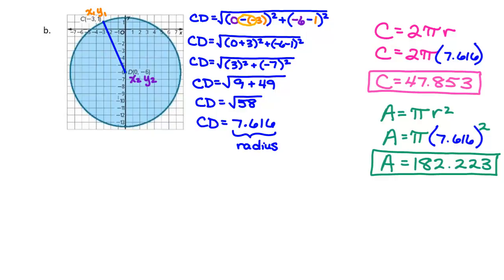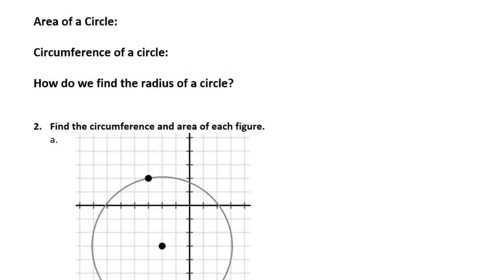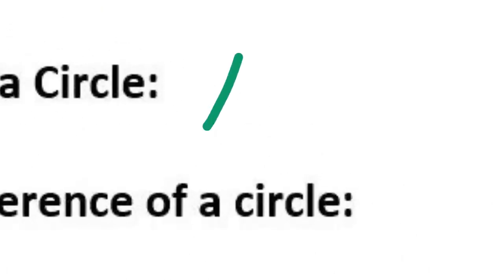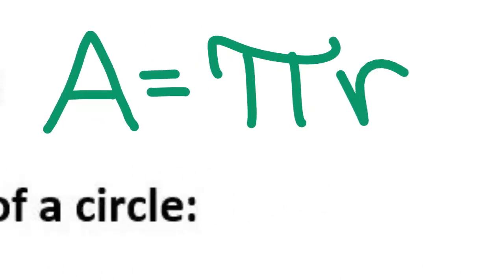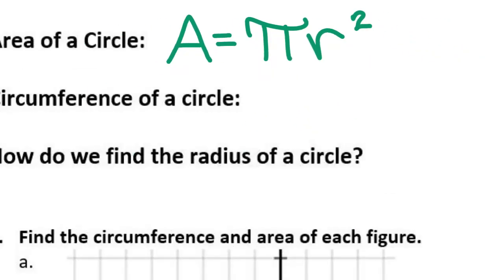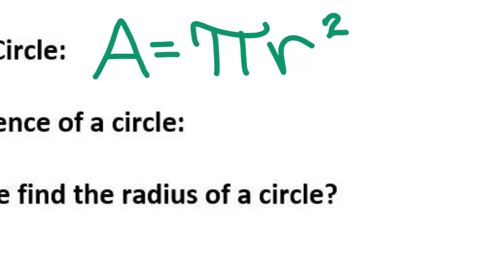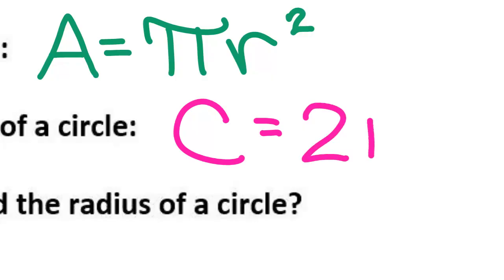All right, let's flip the page. We're going to summarize up at the top of the page, and then we're going to do 2 more examples and call it a day. All right, so our summary up at the top of the page. For the area of a circle, area equals pi r squared. Circumference is equal to 2 pi r.